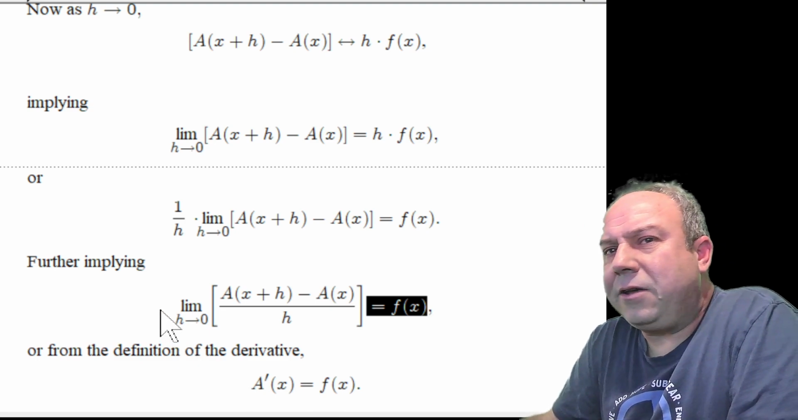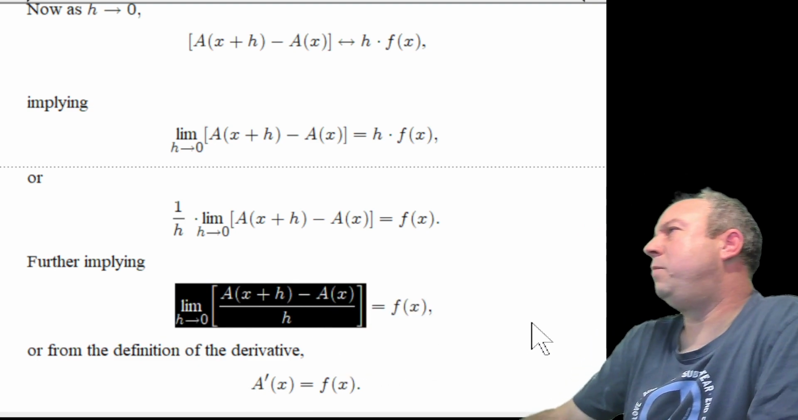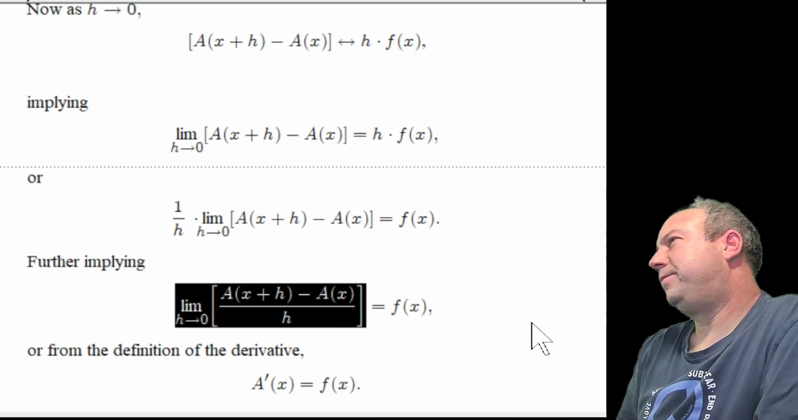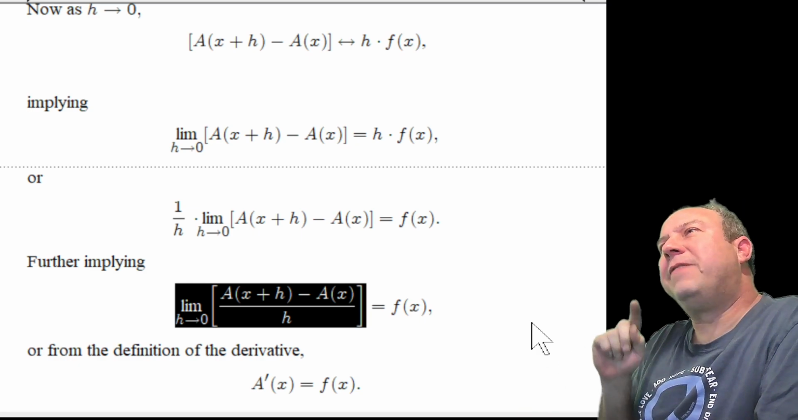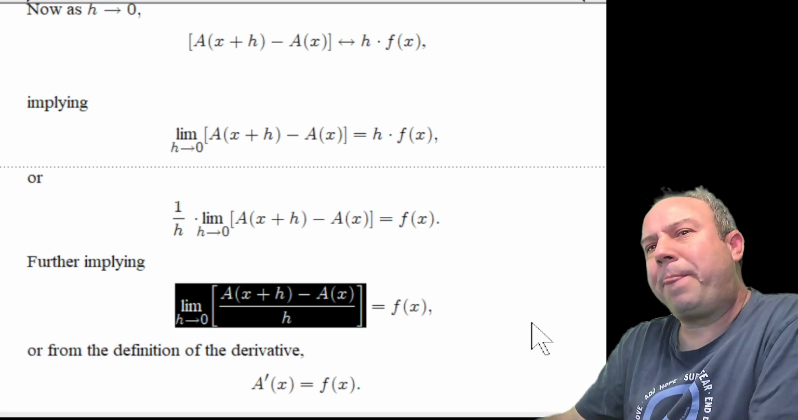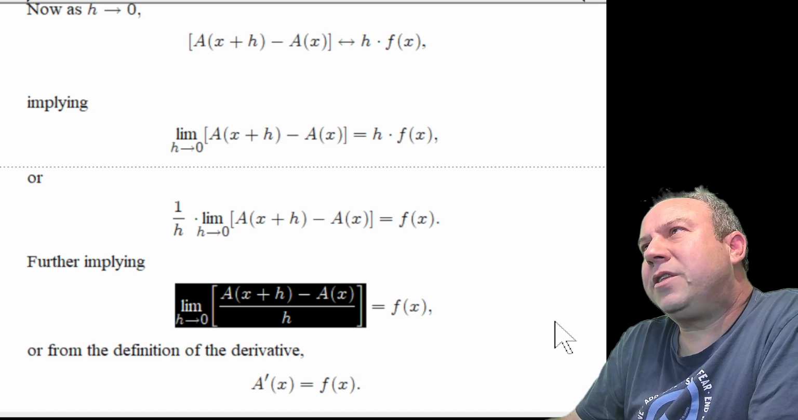And this value on the left-hand side should look familiar. We have to go back a few weeks, about 12 weeks to be exact. If you take a peek at that, that's the definition of the derivative.